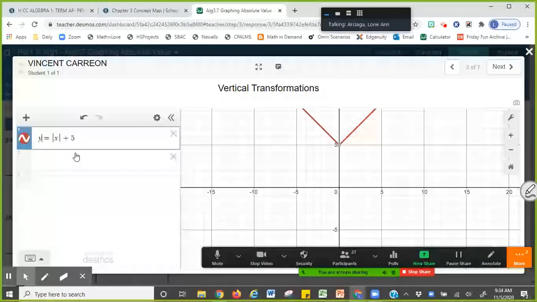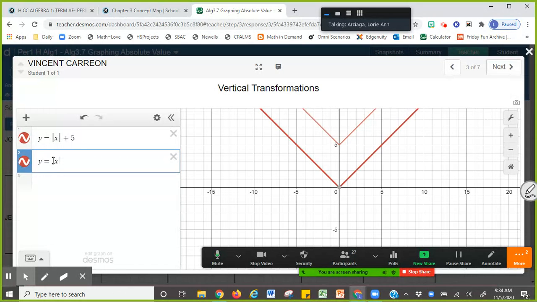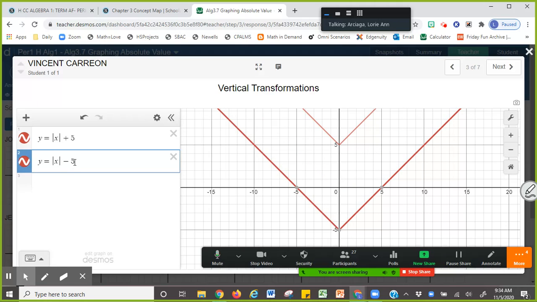Yeah, that's fine. Okay, so now how about make another graph that moves your original function 5 units lower. 5 units lower or 5 units down. So what are you going to do? What will you put here? So you can move. Very good, Giselle. So minus 5. Good job.